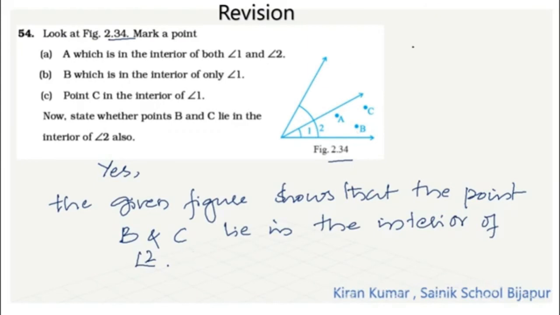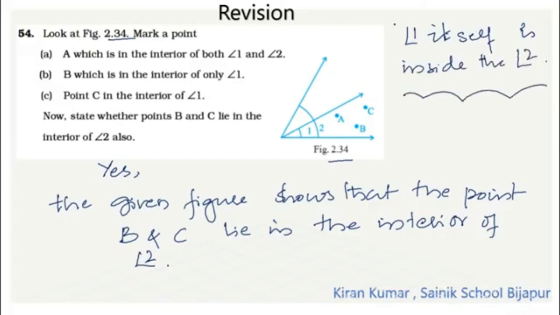Actually speaking, angle 1 itself is inside angle 2. So it's obvious that whatever points are inside angle 1, the interior of angle 1, will be the interior of angle 2 also.